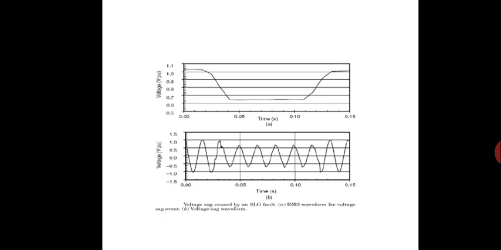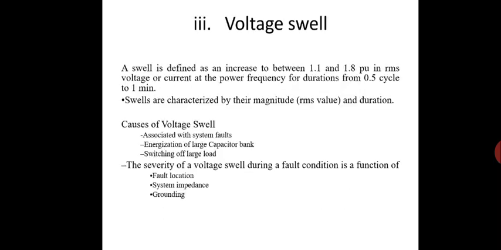Okay, next one we see about voltage swell. A swell is defined as an increase to between 1.1 to 1.8 per unit in RMS voltage or current at the power frequency for a short duration from 0.5 cycles to 1 minute. So here we can say that the voltage swell is for a duration of 0.5 cycles to 1 minute. They are already told, and it is an increase in voltage to 1.1 to 1.8 per unit from 0.5 cycles to 1 minute.